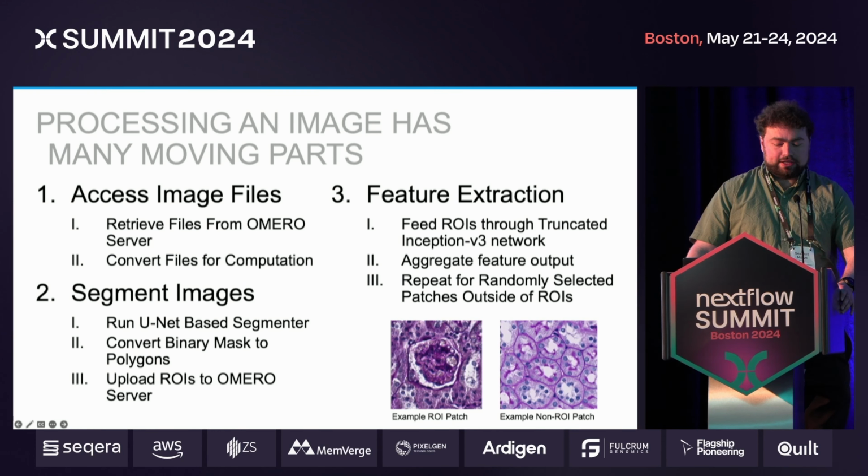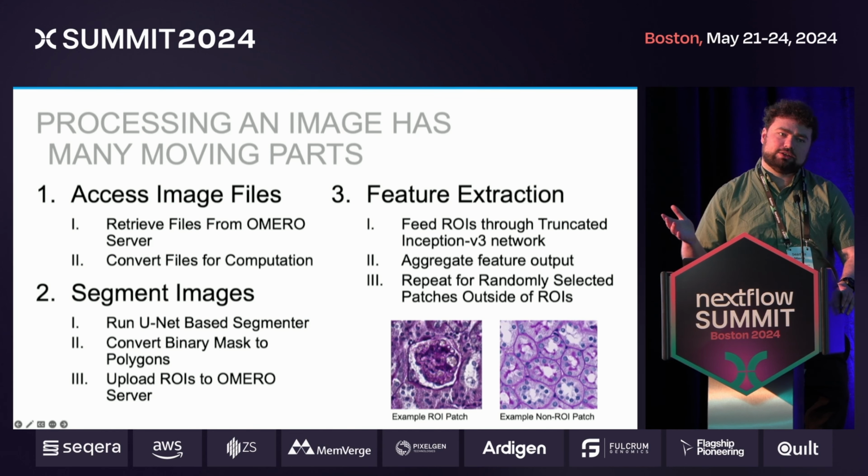And we then upload those ROIs for storage and pass them along to our feature extraction pipeline, which uses a truncated pre-trained network. And we operate across all of our ROI classes, and then we also take random tissue patches from outside of the ROIs so that we can cover our bases and find anything that might be something we couldn't segment but is still biologically interesting.